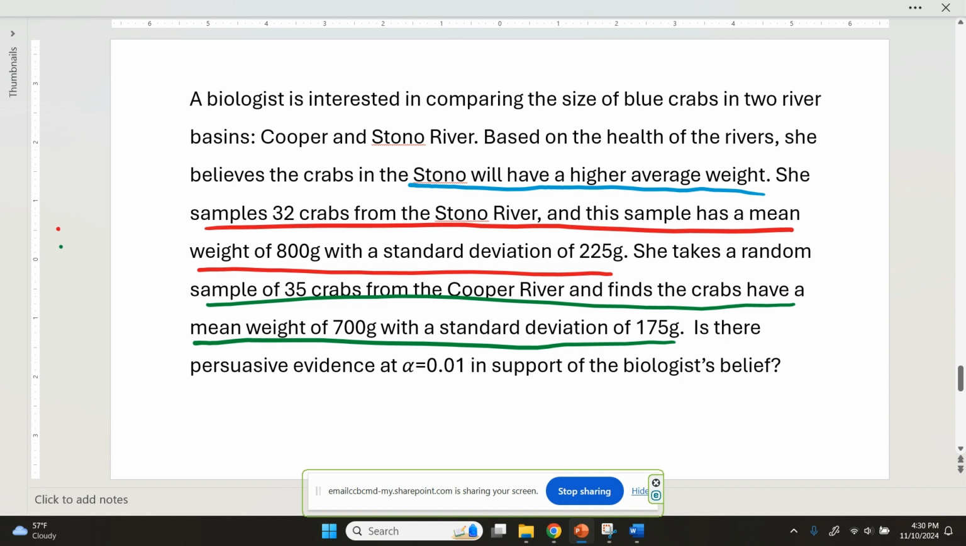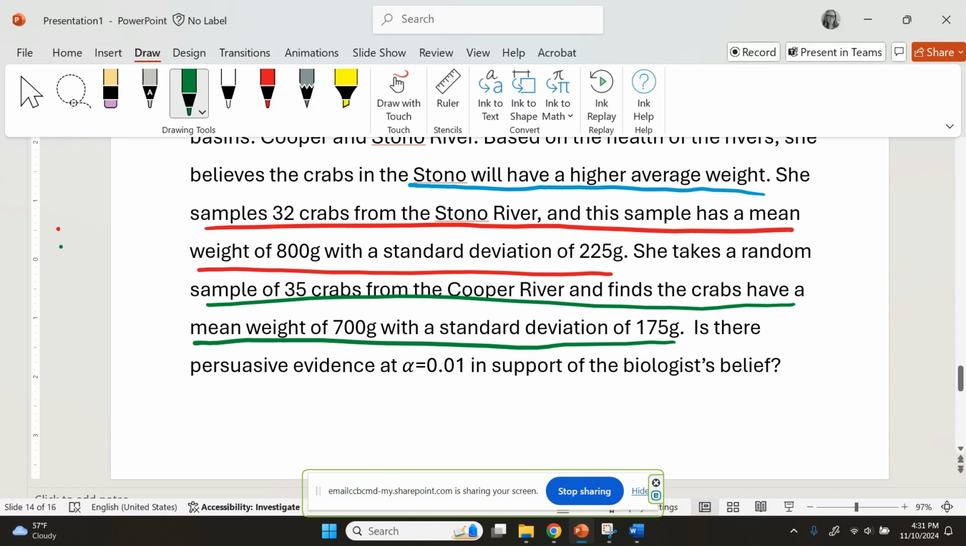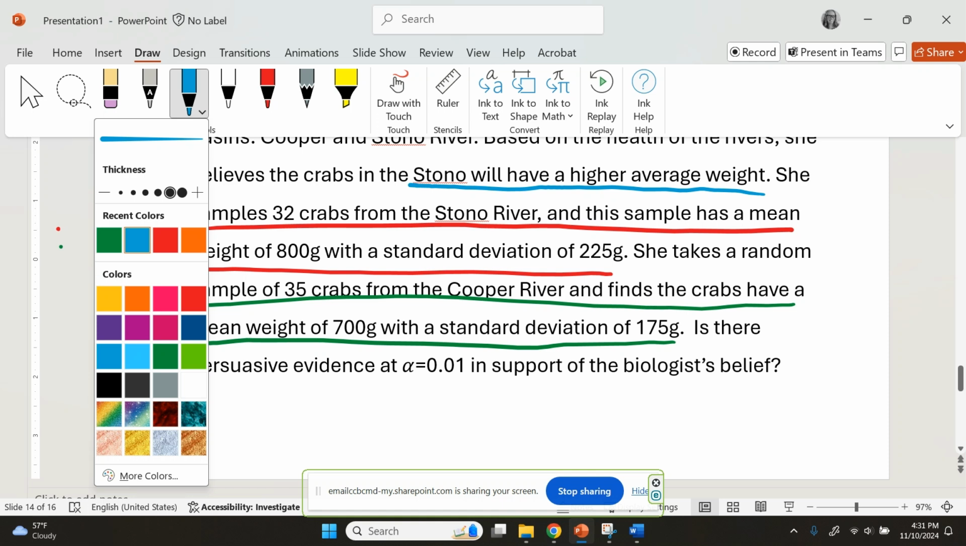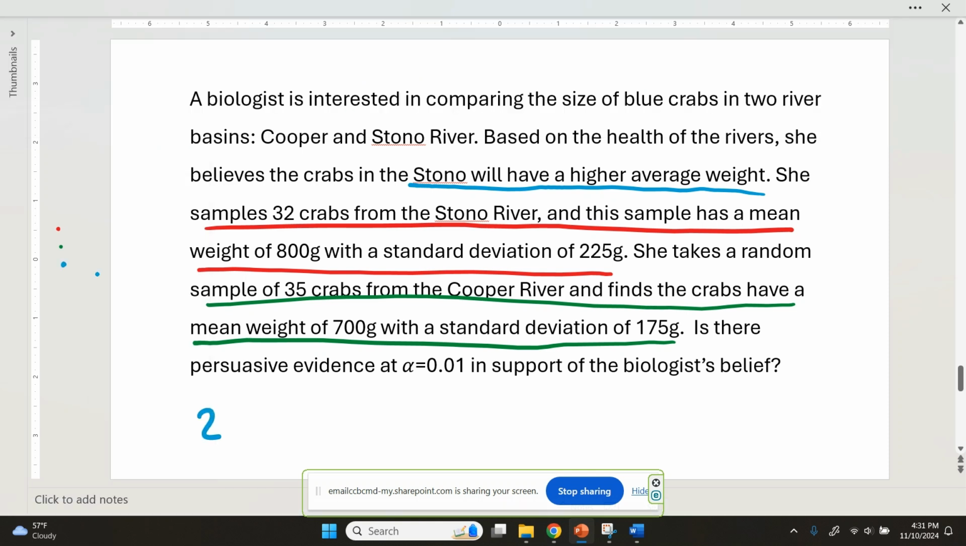So I see the word mean, average. I have quantitative values. They've measured these crabs' weights. So we're going to be testing two means here. A hypothesis test of two means. So just kind of game planning here. All right, two means.